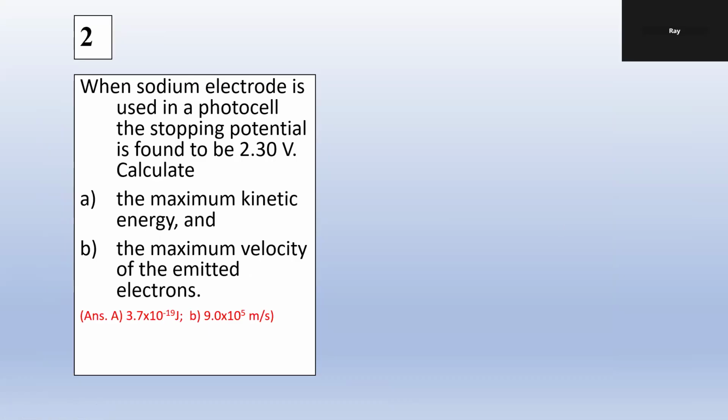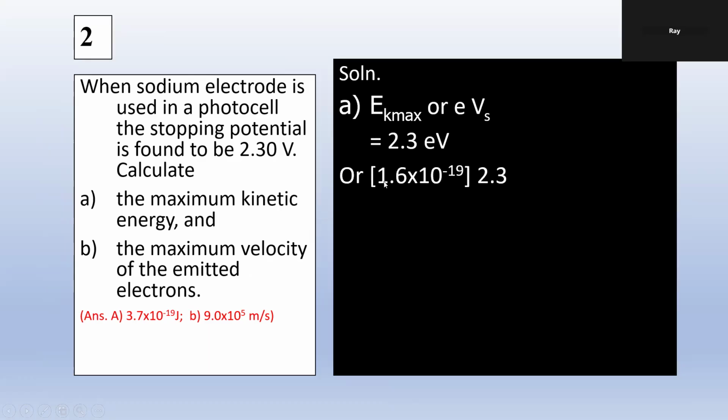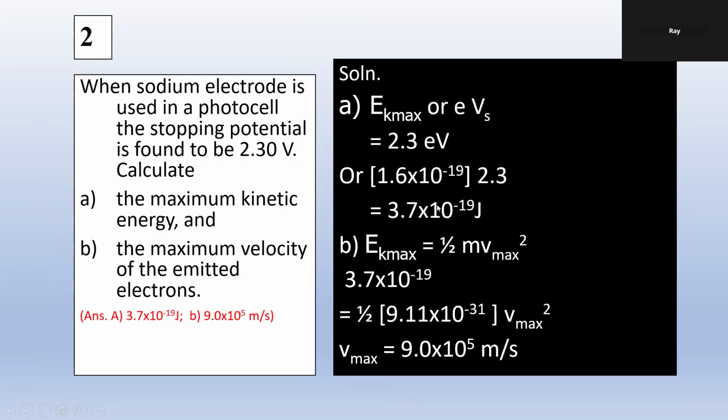When a sodium electrode is used in a photocell, I think we won't bother about this stopping potential. Basically you use eV_s to calculate that. Don't bother about that. Okay, let's try the next one, number 3.